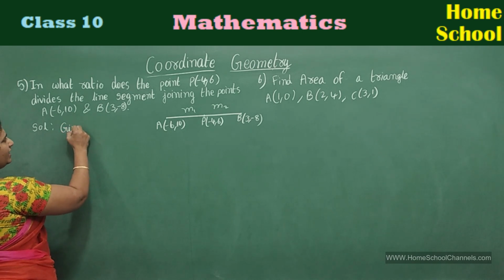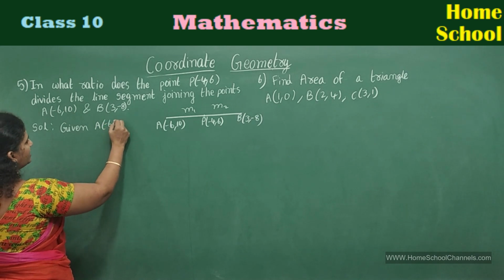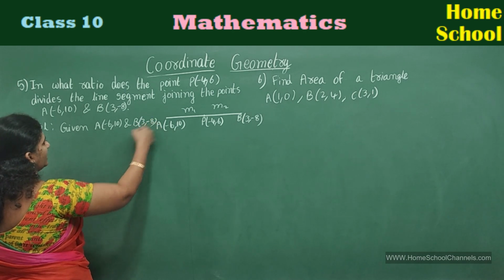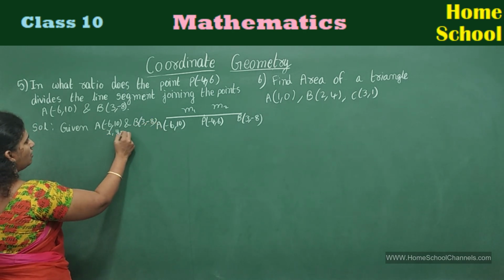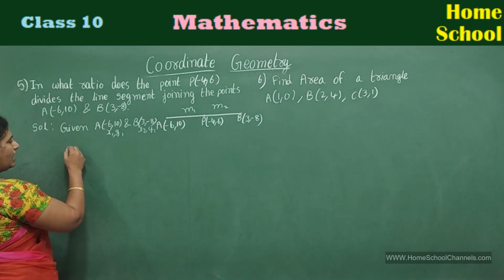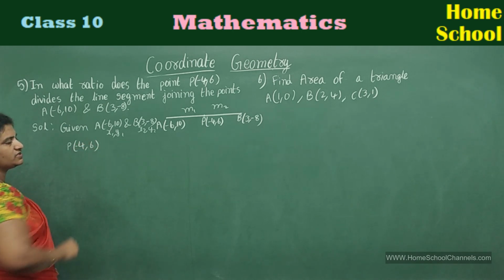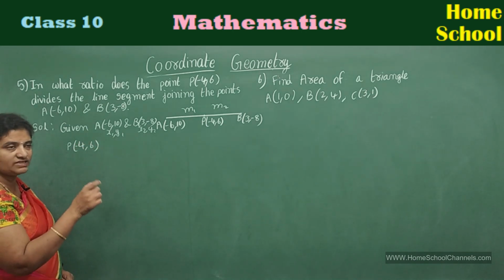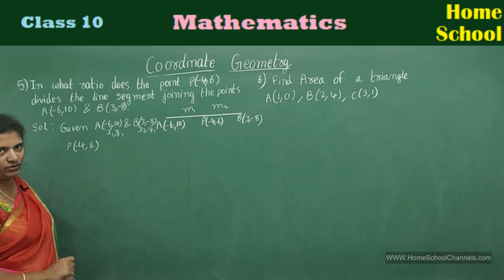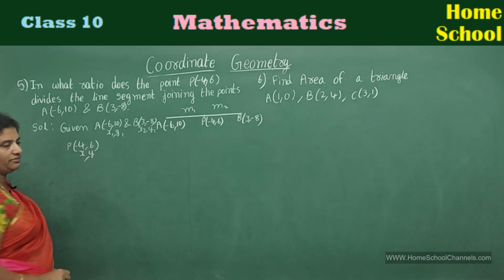Solution. Write the given data. Given line segment joining coordinates A minus 6, 10 and B 3, minus 8. Mark this x1, y1, x2, y2. Right? And point given. What is this? P minus 4 comma 6 is the point which is dividing the line segment in the ratio m1 is to m2. So this point, assume it as x comma y.